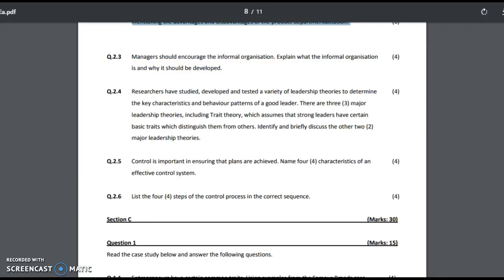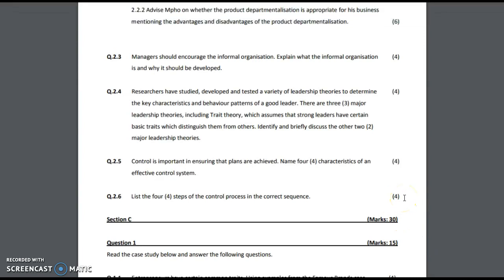Then if we look at a question like 2.6, it says list the 4 steps. It's only for 4 marks. So be careful on these types of questions that you don't waste time by giving way too much information. What you've got to do here is just list the answers. That is all they are looking for. So make sure you don't go too in depth in this situation.